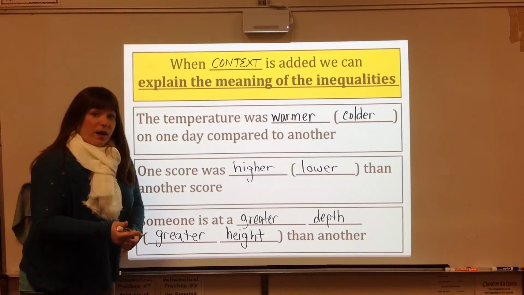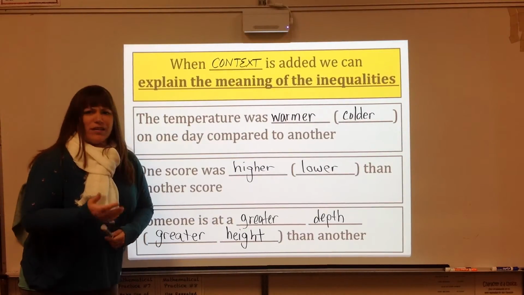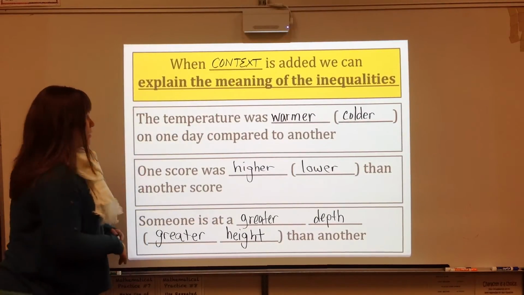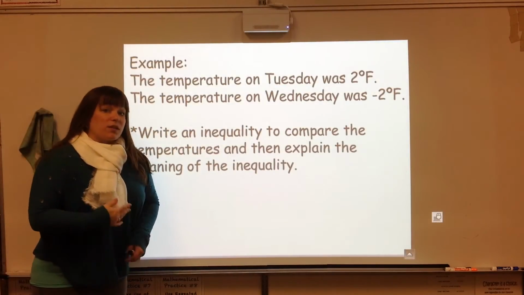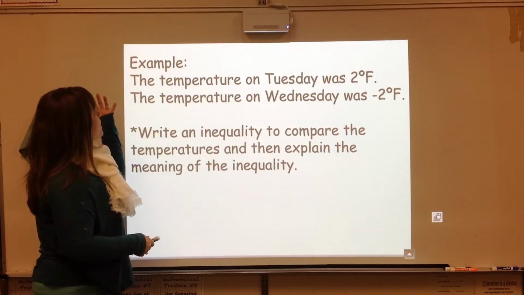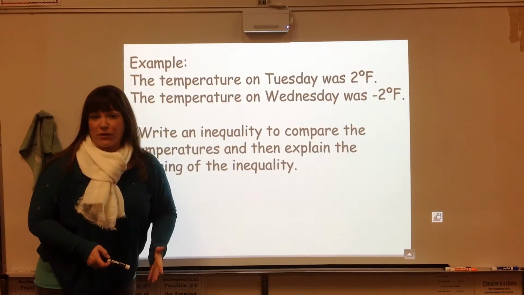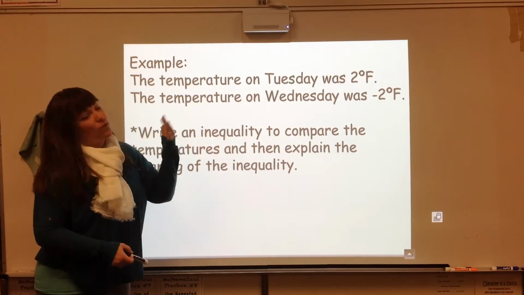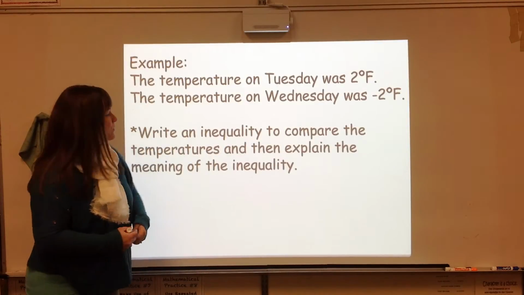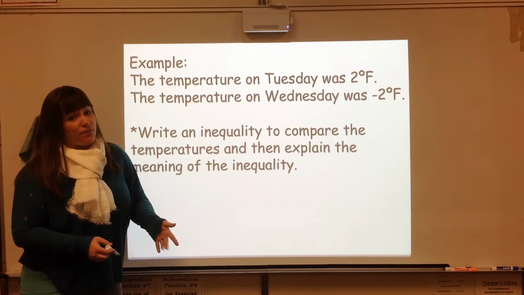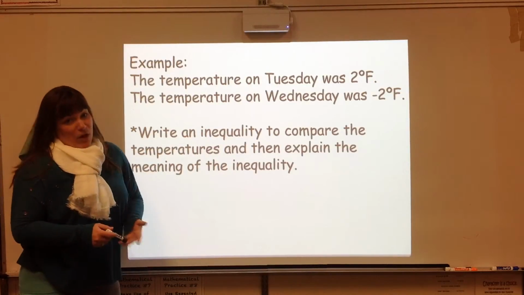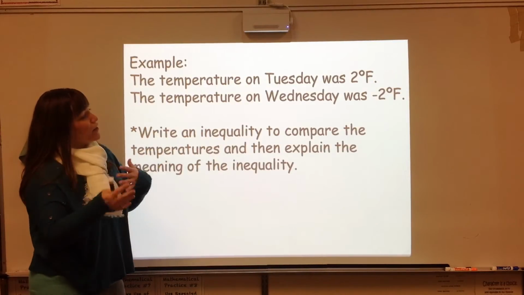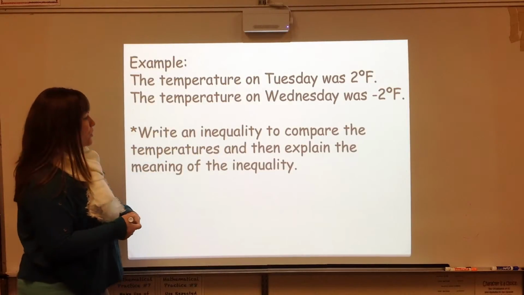So I'm going to do a word problem with you to give you this idea of how to explain an inequality. This example deals with the temperature topic. So the temperature on Tuesday was 2 degrees Fahrenheit, and the temperature on Wednesday was negative 2 degrees Fahrenheit. We have to write an inequality, that's the first thing, and then explain the meaning of that inequality. So we're comparing Tuesday and Wednesday and the temperatures of each.